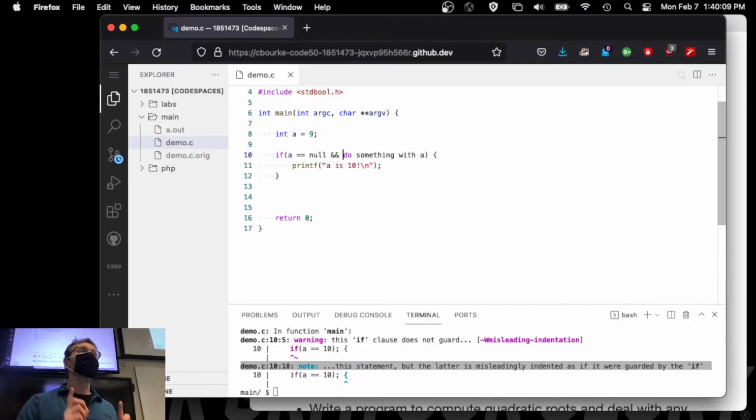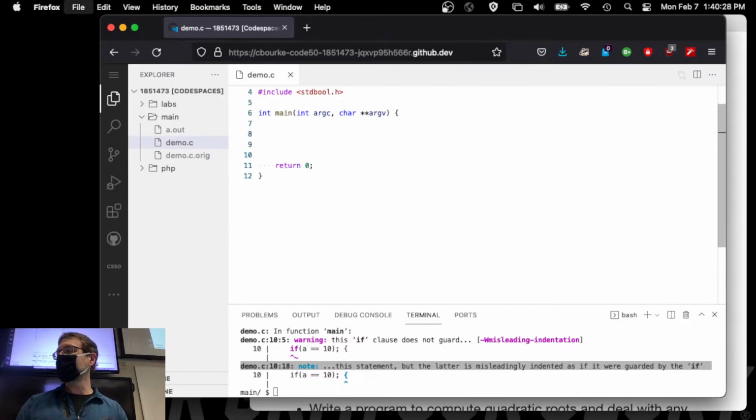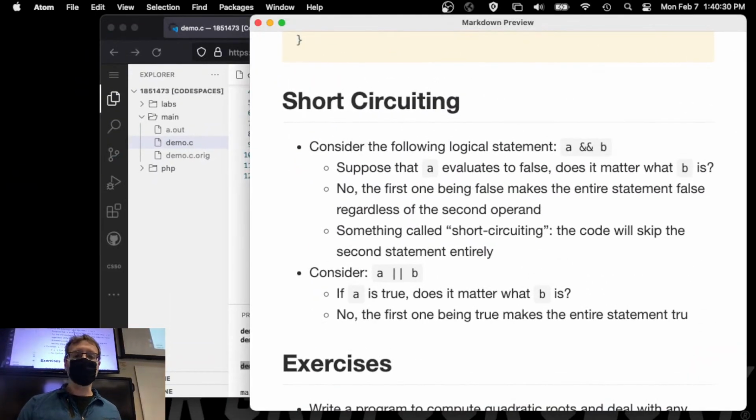All right. So if it ends up being null, it would be dangerous to do something with it because it doesn't exist. So the first one, if that ends up being false, and this is and, it short circuits out this dangerous operation over here entirely. So it's a pattern that we'll take a look at later on when we actually get to pointers. Okay. All right, that's short circuiting.